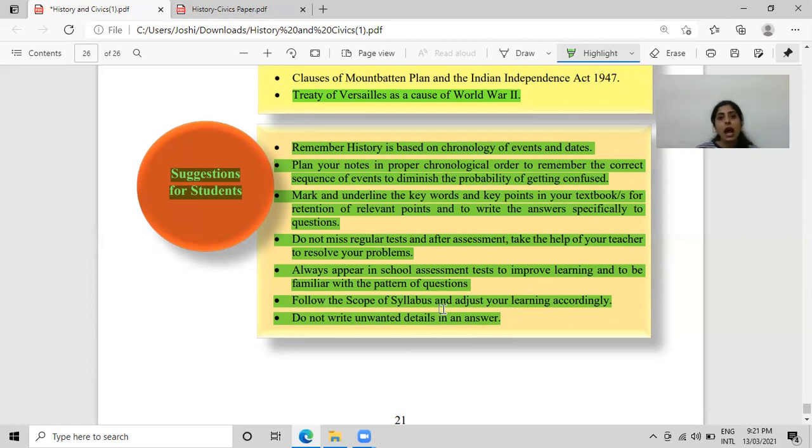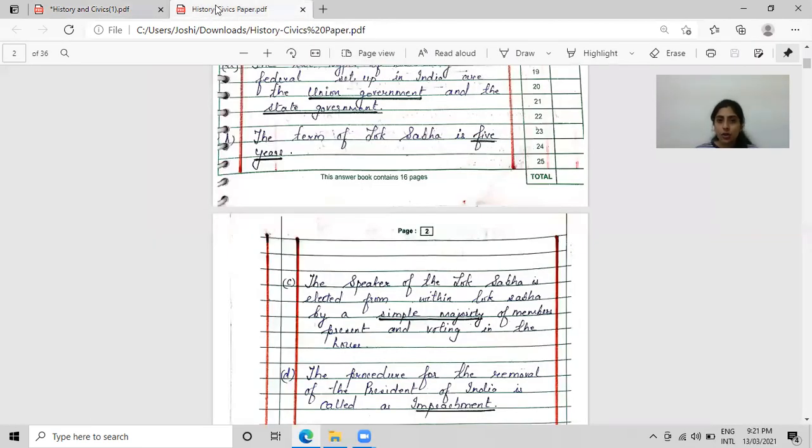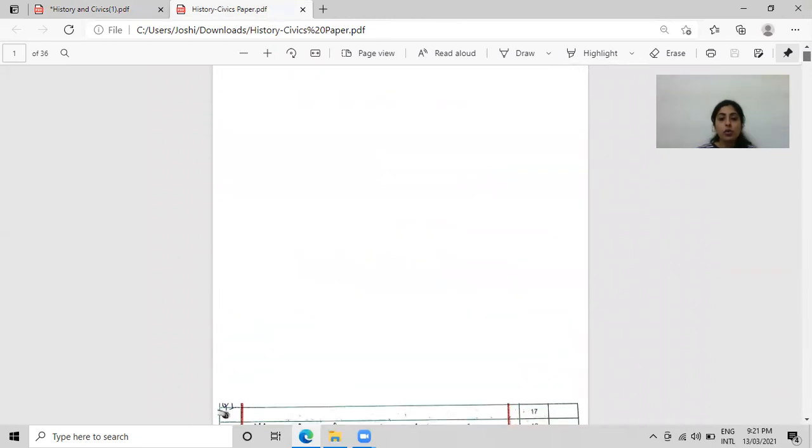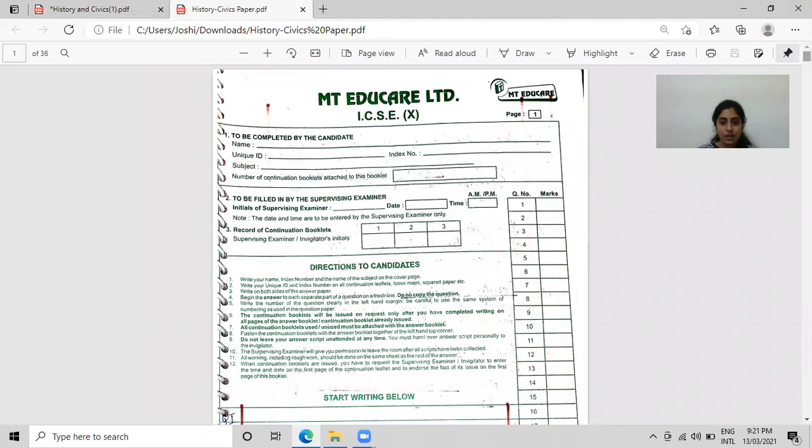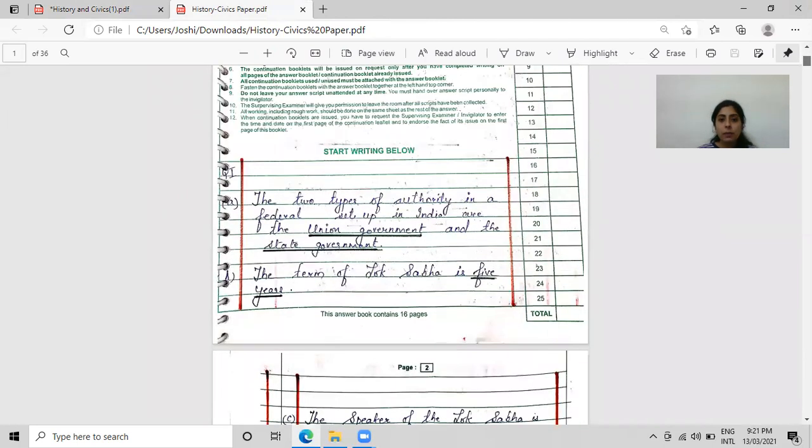Now, lastly, I'll show you the ideal answer sheet for the examination, how you're going to write down your answers in the examination. So this is one of the papers attempted by a student of MT Educare, and you can see how well the paper is being presented. Part 1, question number 1, the 10 one-liners from the civics question. You can see how the key points are underlined.